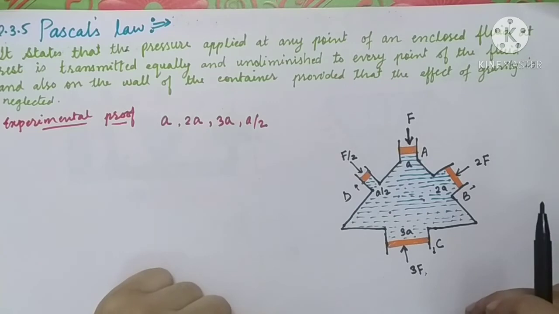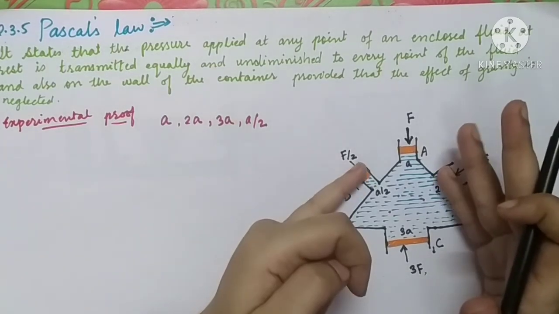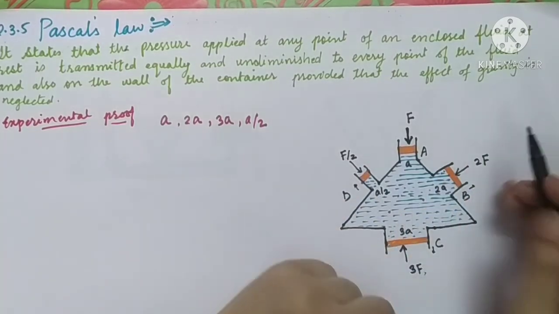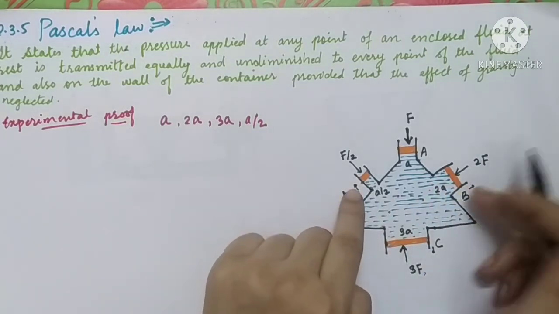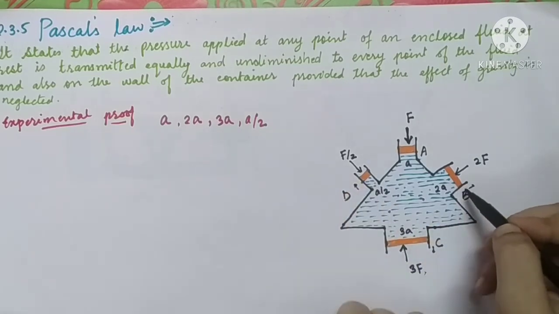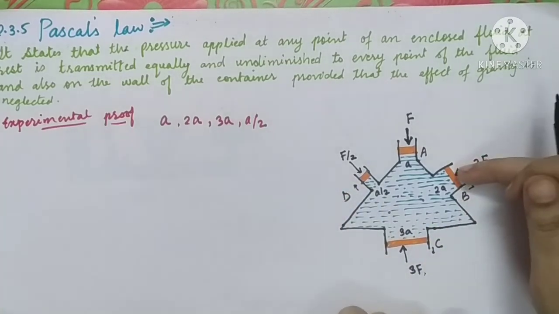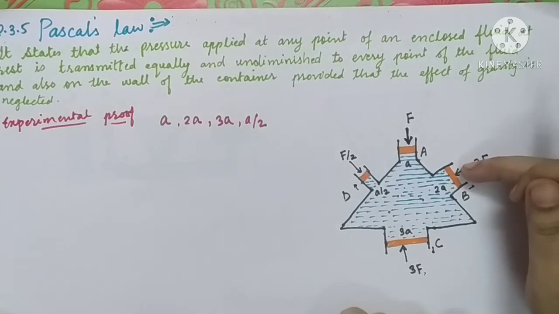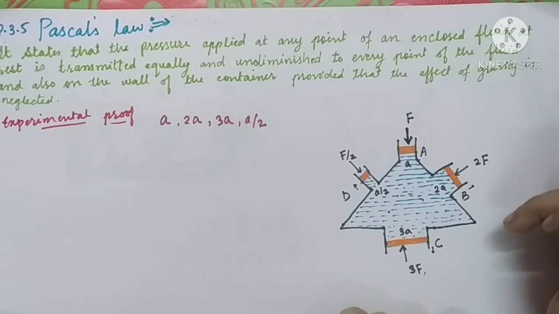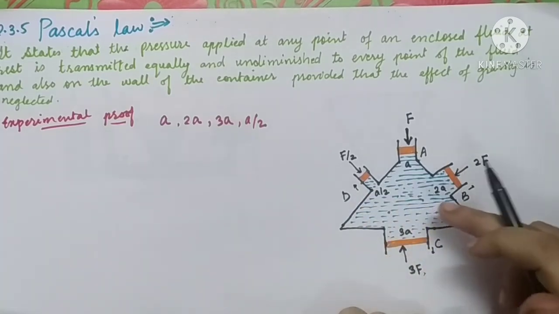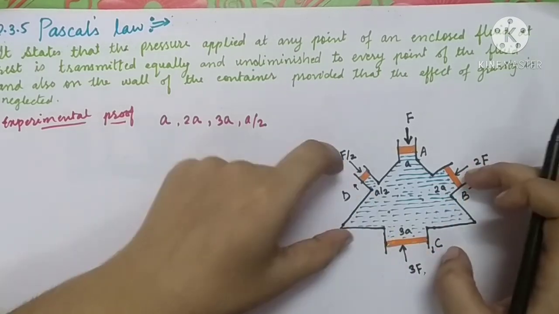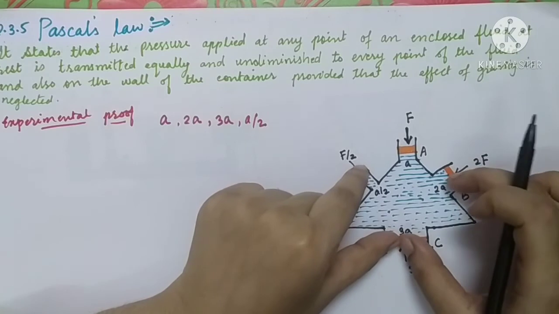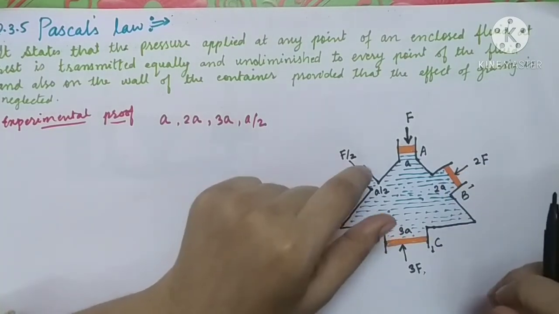Now, if you want to restore the position of these pistons, you will have to apply forces to them. If you want that the piston B should not move, you'll have to hold it, and for this holding, you'll have to apply a force. So for each opening, if you want to restore these openings to their original position, we will have to apply forces to these openings. What amount of forces should be applied?